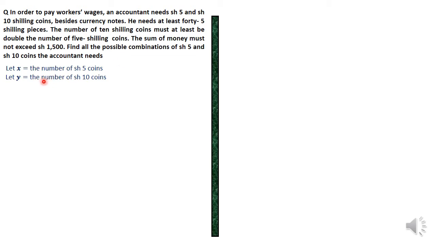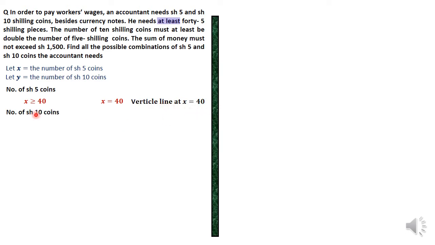Let x be the number of 5 shilling coins and y be the number of 10 shilling coins. With that information we can form inequalities. We're told he needs at least 40 5 shilling pieces. That means x, the number of 5 shilling coins, should be at least 40. That implies the equation x equals 40, and it's a vertical line at x equals 40.